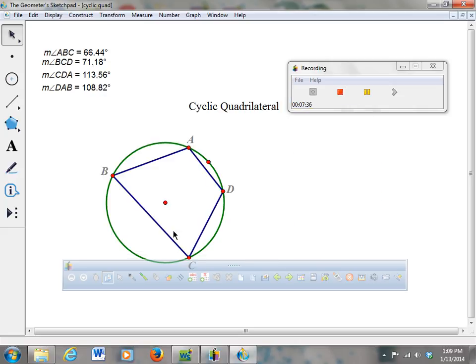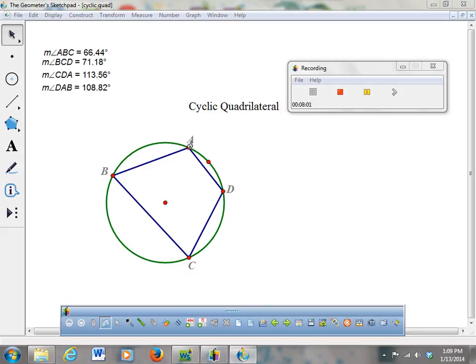So this is called a cyclic quadrilateral. It's inscribed, all its vertices are on the circle. Quadrilateral means four sides. This is not necessarily true for any quadrilateral, but it appears that if I take this one, A, B, C, and what's true about A, B, C, and A, D, C?